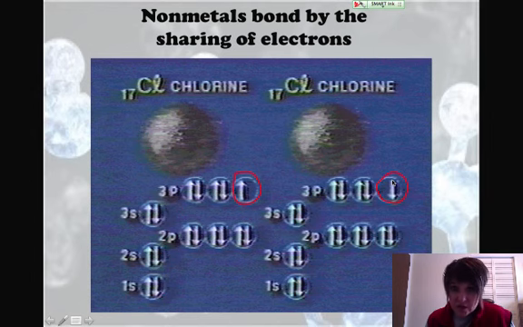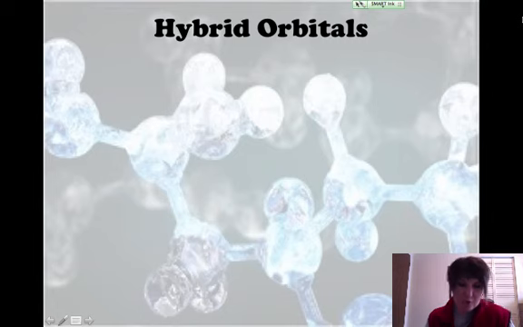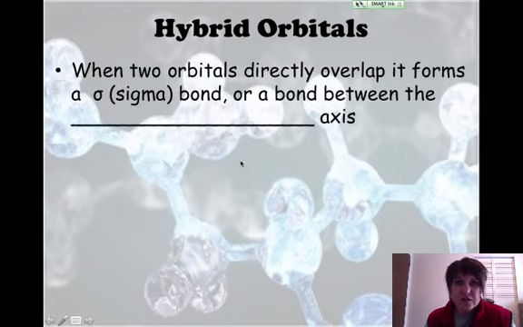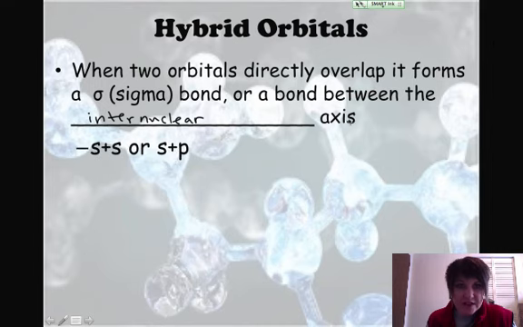Then they can overlap and share that orbital space, and that would stabilize both atoms. So hybrid orbitals are the overlap of atomic orbitals where the electrons are going to be transferred or shared. When two orbitals directly overlap, it forms a sigma bond, or a bond along the internuclear axis. In other words, the overlap occurs between the two nuclei of the atoms that are reacting together.